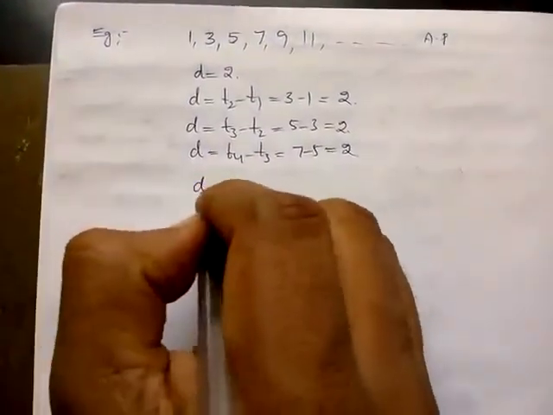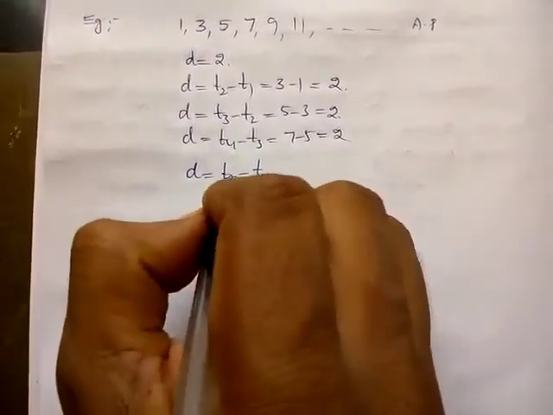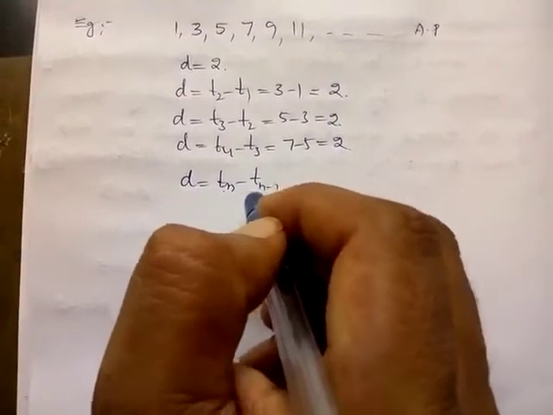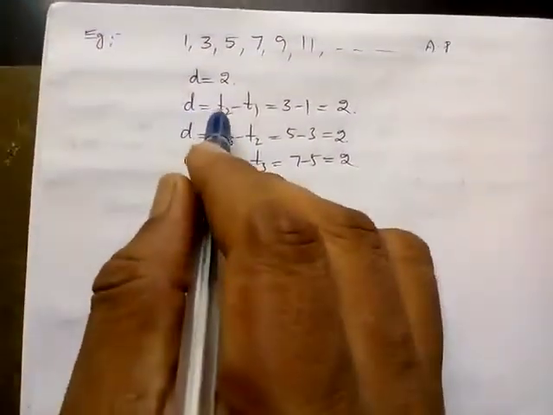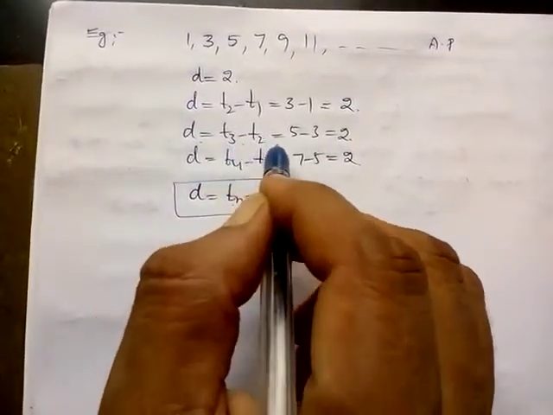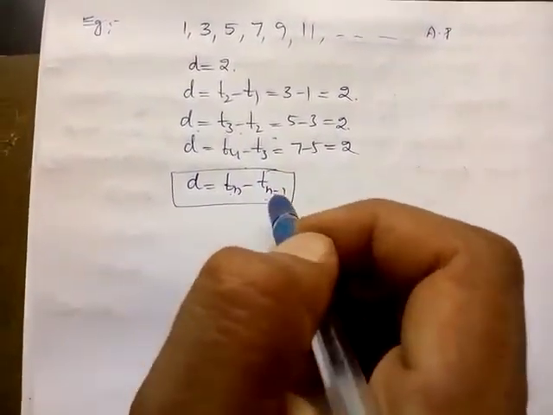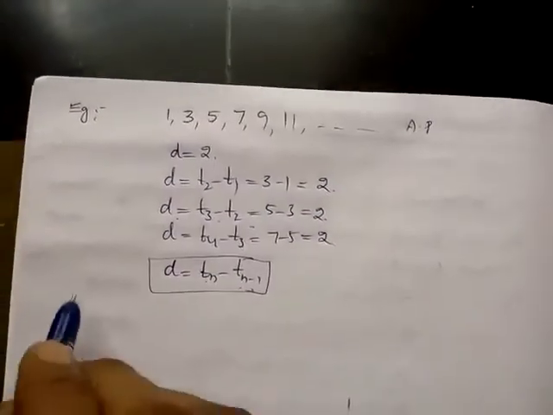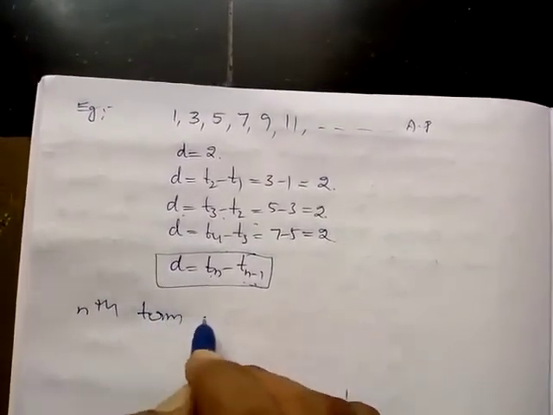Therefore, d is equal to Tn minus Tn minus 1, the nth term minus the previous term, the n minus 1 term. So d is equal to Tn minus Tn minus 1, or d is equal to T2 minus T1, d is equal to T3 minus T2, d is equal to T4 minus T3. So similarly, d is equal to Tn minus Tn minus 1.